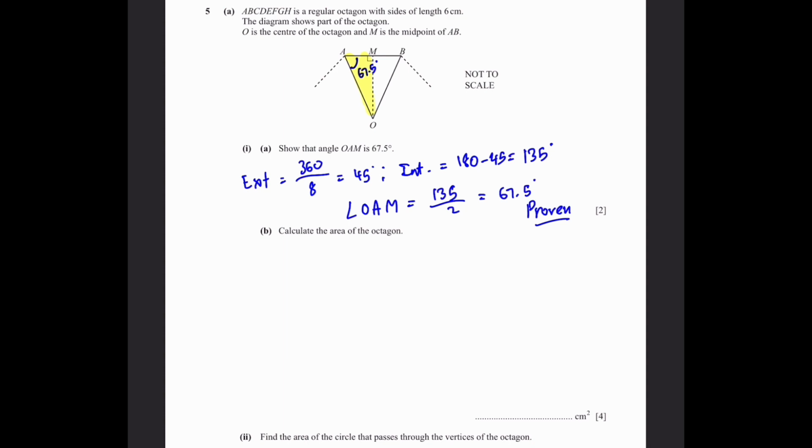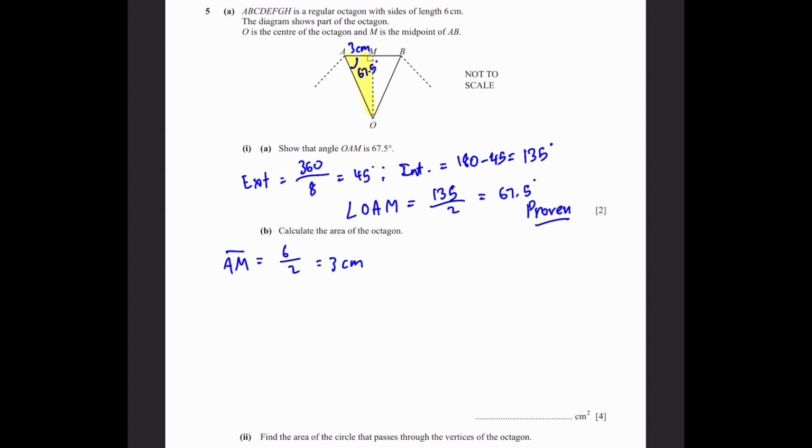First we need to find the length of AM, which is the base, and MO, which is the height. To find AM, we know that AB has a full length of 6 centimeters because it's the side of the octagon. So AM will be equal to 6 divided by 2, because M is the midpoint. That'll be 3 centimeters. So you can write AM equals 3 centimeters up there.